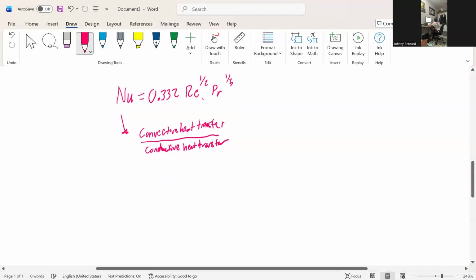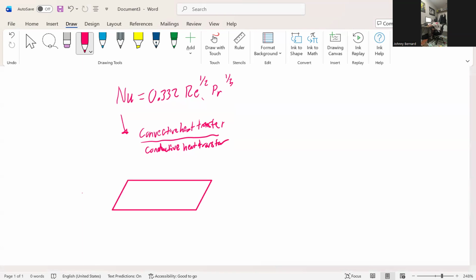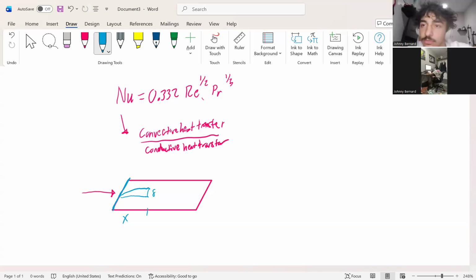And we can show Nusselt's number through a flat plate where heat is going to be coming in and hits a boundary. Blue, show the boundary. And that boundary is going to have a boundary layer and a length that we will signify as x, as well as a distance signified by delta.